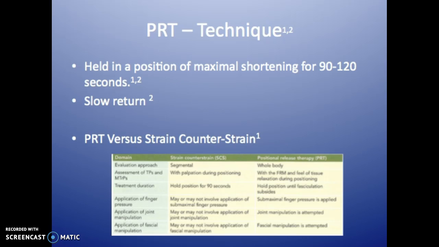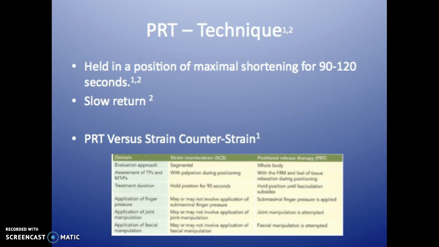Now I'm just going to take a few of these examples in the chart here, whereas PRT is more of a whole body. So you're looking at increasing flexibility by decreasing tension and adhesions that can be in any muscle. It doesn't necessarily have to be due to a myofascial trigger point. Whereas, like I said, strain counterstrain is going to be.